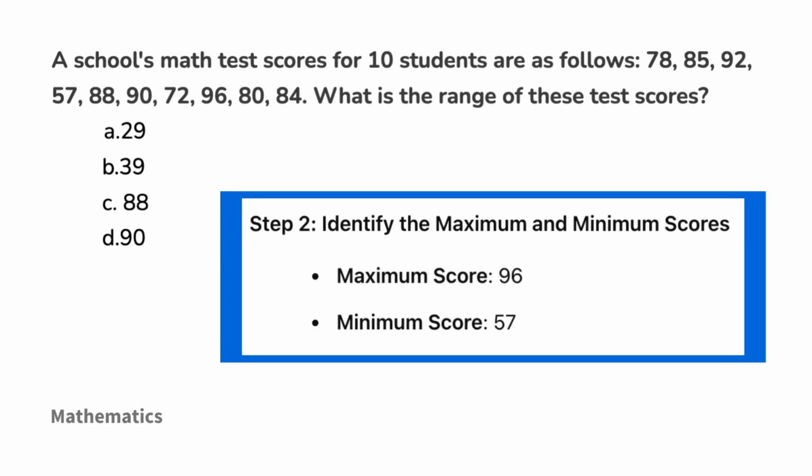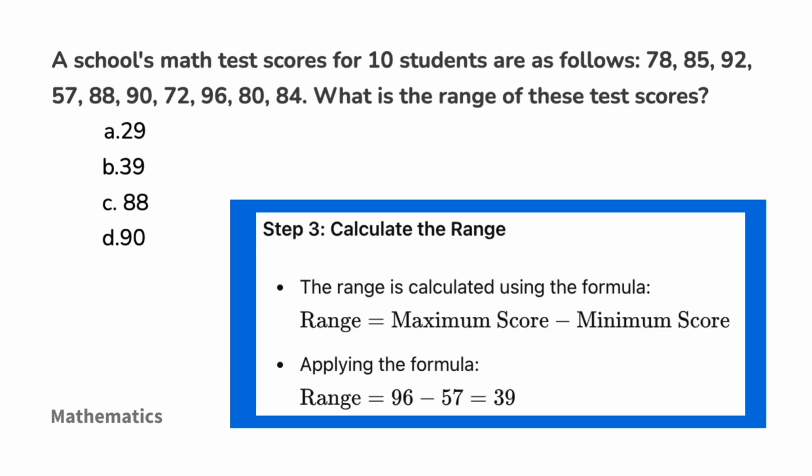And furthermore, we're going to want to identify the maximum and the minimum scores. So first, identify the highest score in the data set. That's 96. Then the minimum, which is 57. Now it's time to calculate the range using the formula range equals maximum minus the minimum score. And here we can see that comes out to 39. Is that what you got?